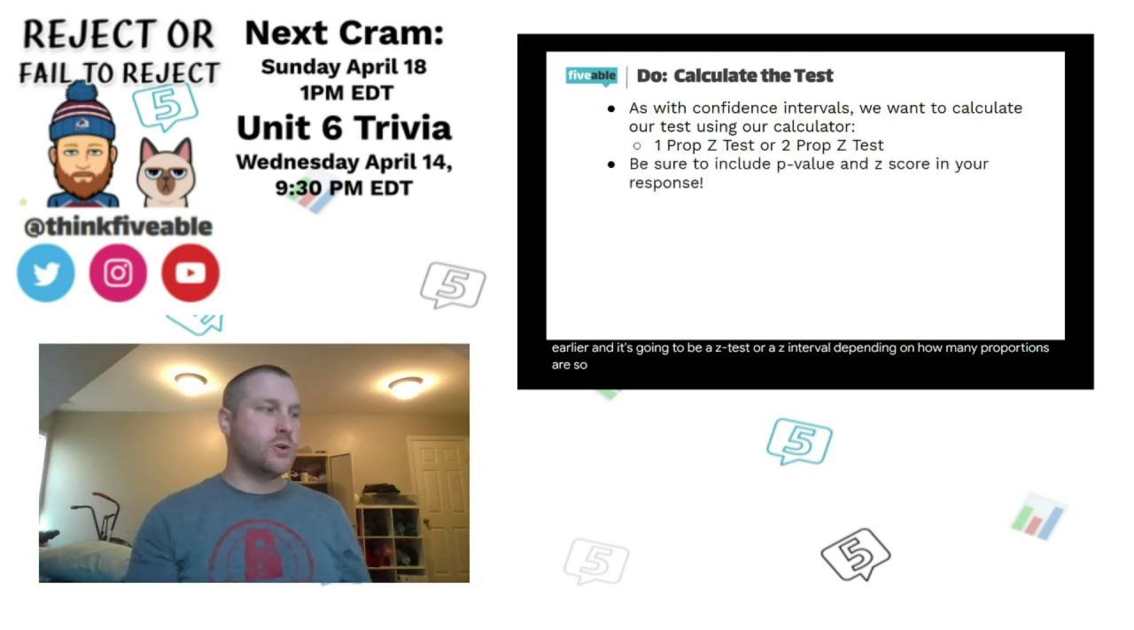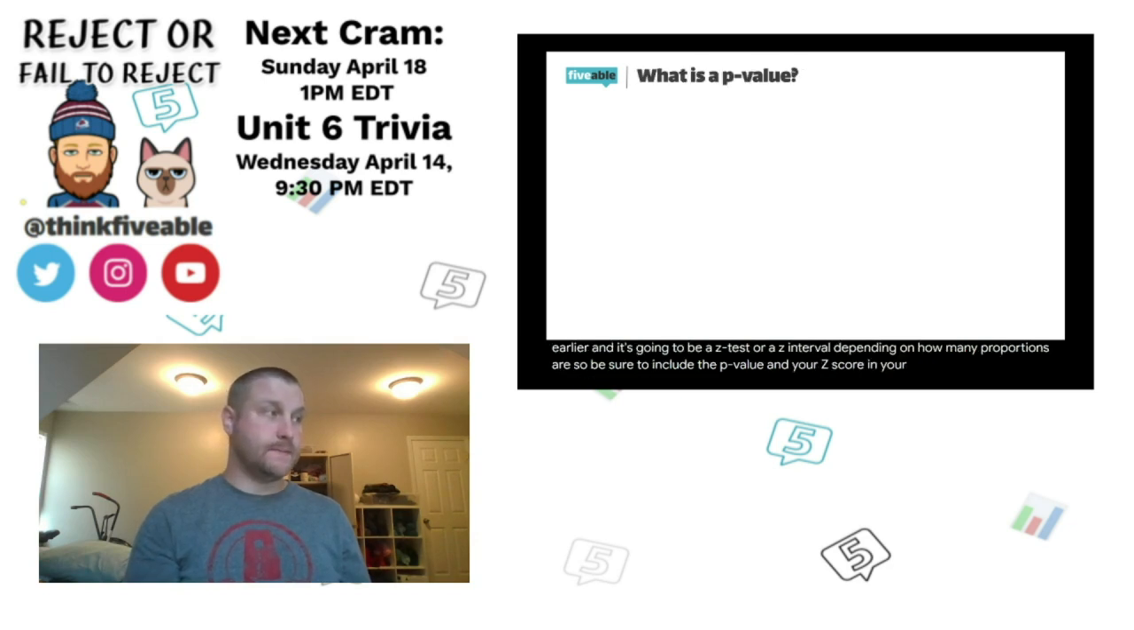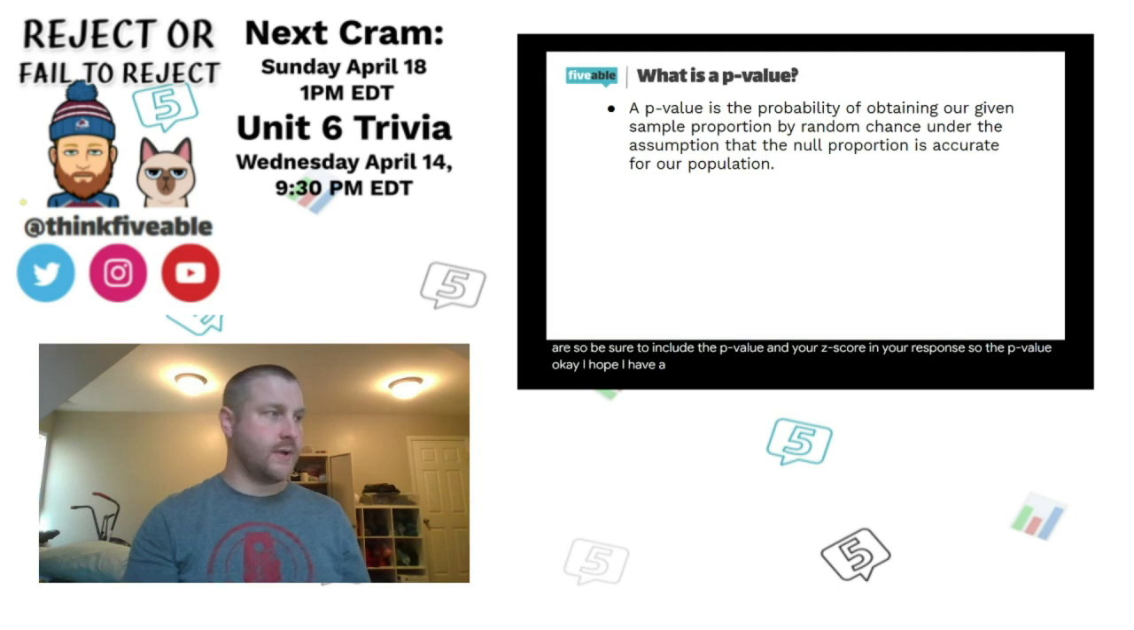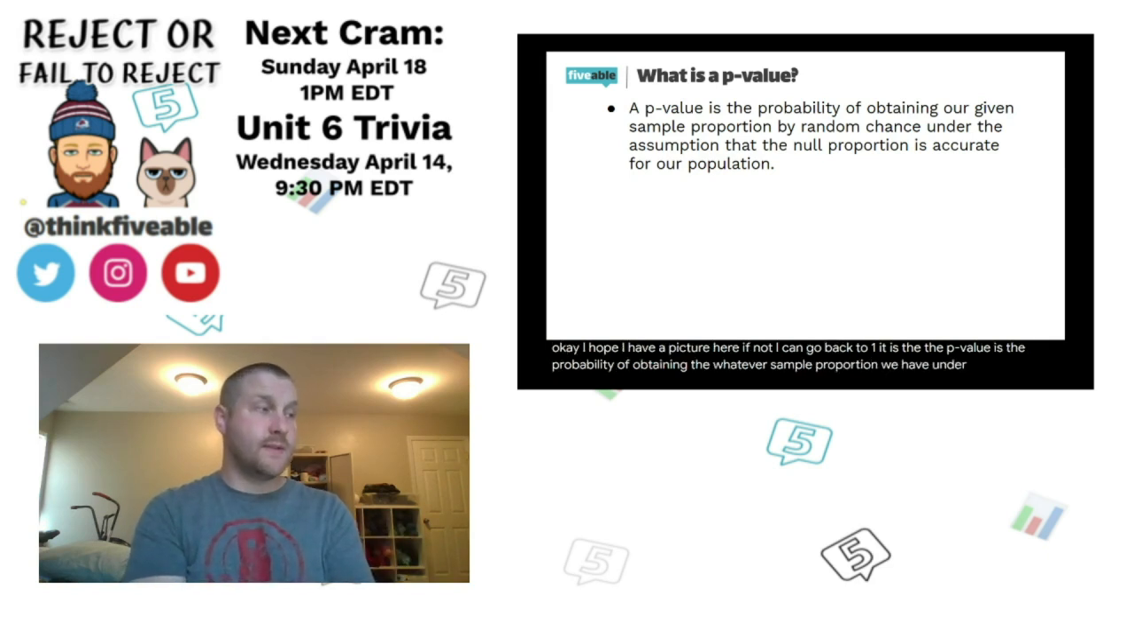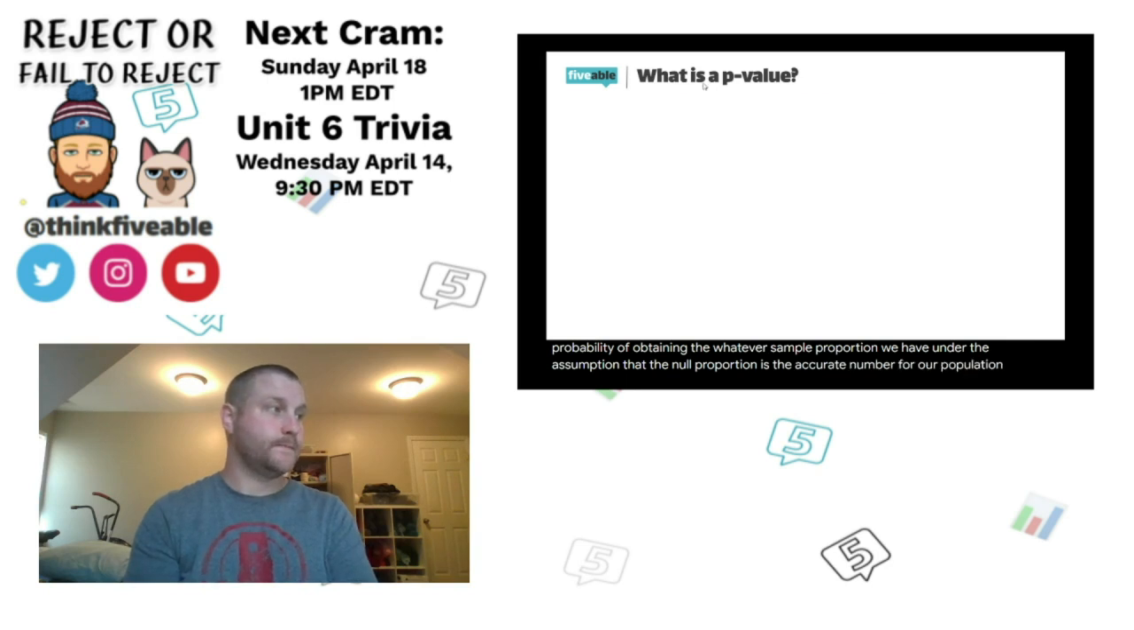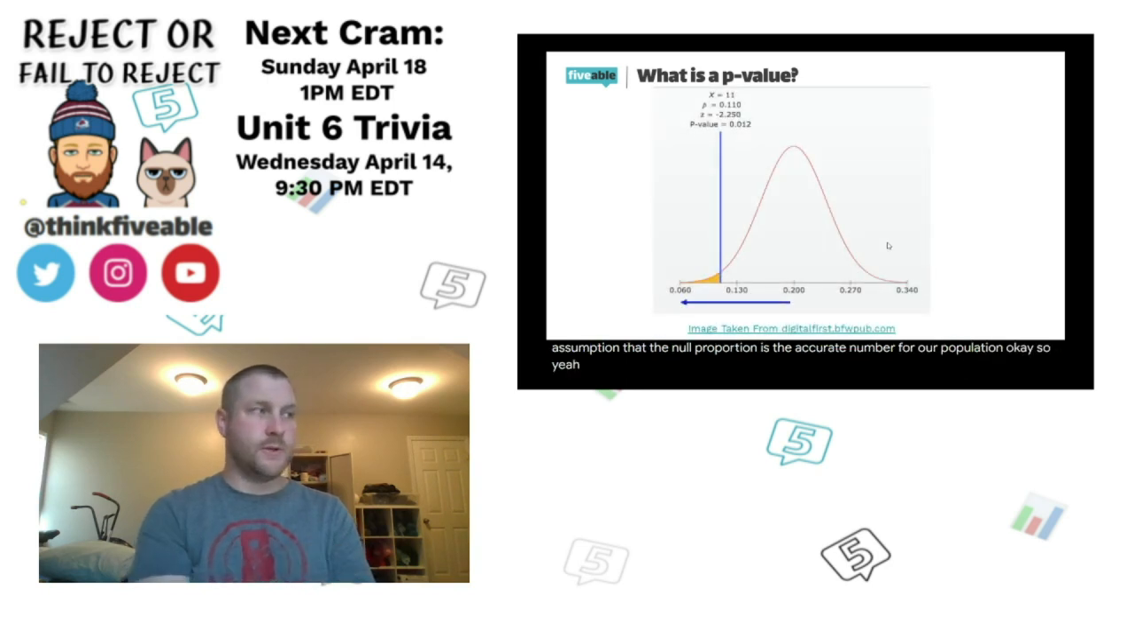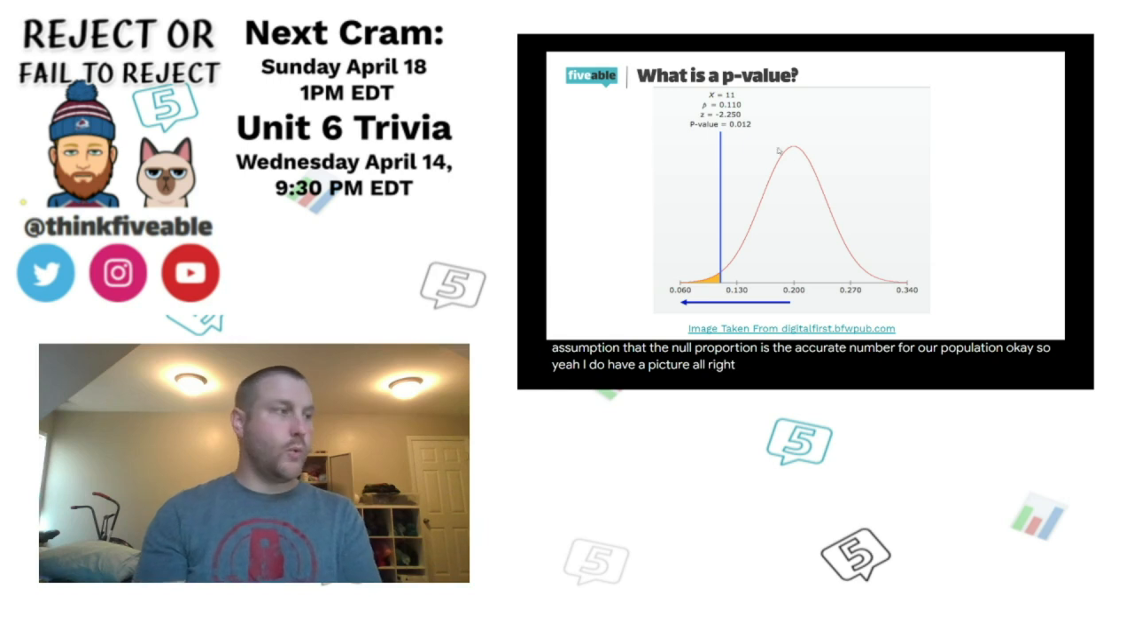All right, so be sure to include the p-value and your z-score in your response. So the p-value, okay, I hope I have a picture here. If not, I can go back to one. The p-value is the probability of obtaining whatever sample proportion we had under the assumption that the null proportion is the accurate number for our population. Okay, so yeah, I do have a picture. All right, so right here we have our p-value, we have our z-score, it gives us everything we want.